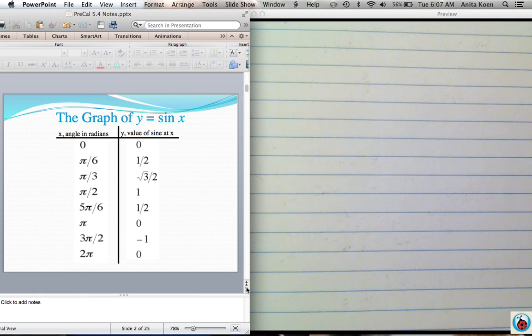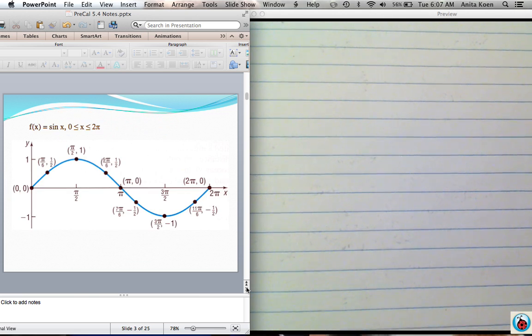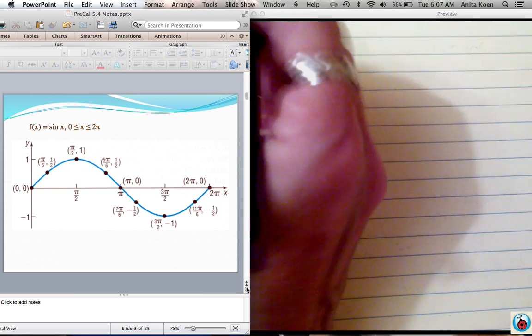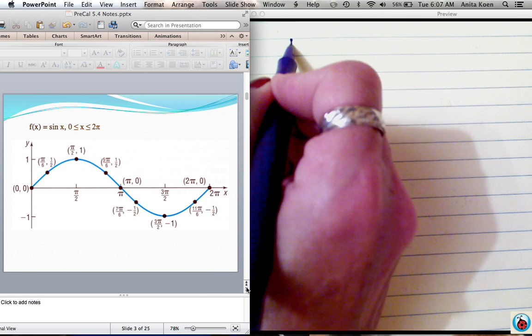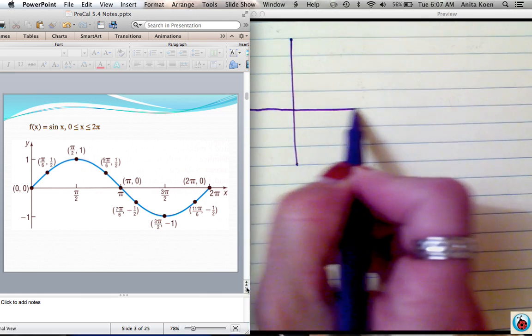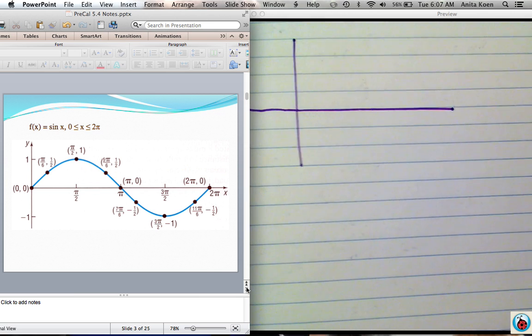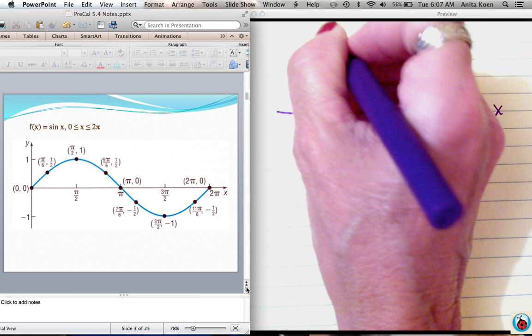Now, I'm going to show you the graph so that you can see it, and then we're going to look at how we drew this. Whenever I draw the sine graph, the first thing that I want to do is draw my x and my y axis. Okay, here's my x axis, here's my y axis.